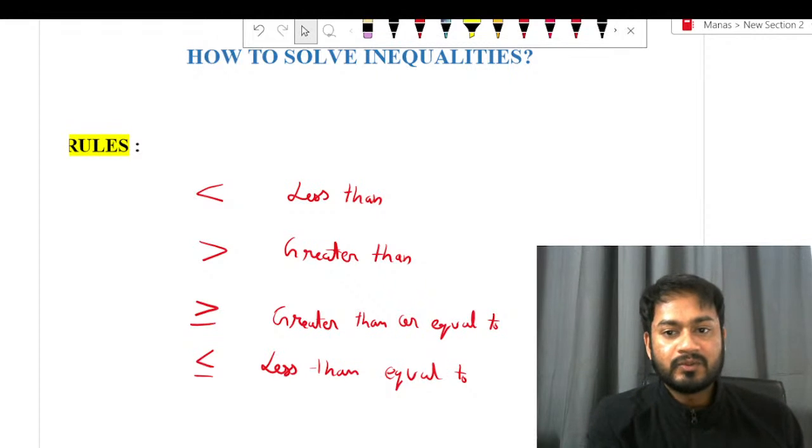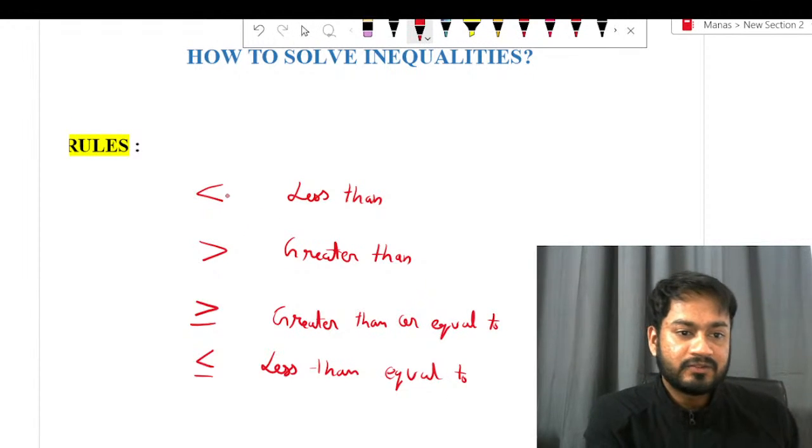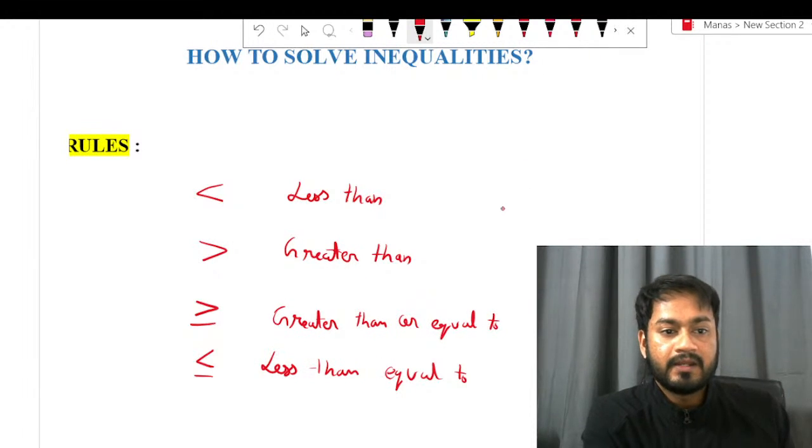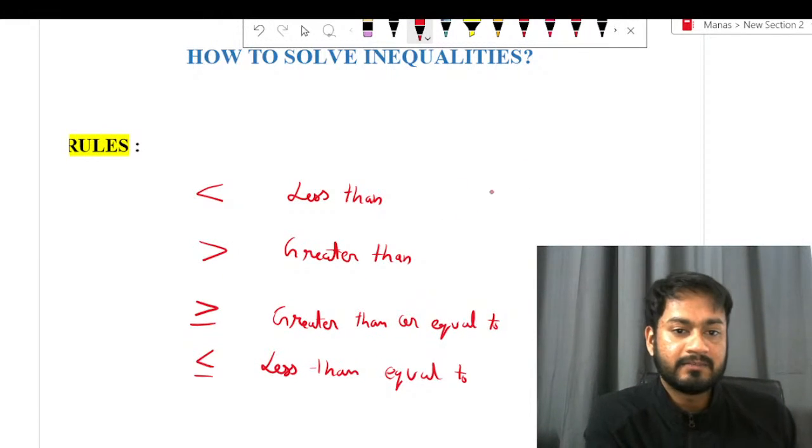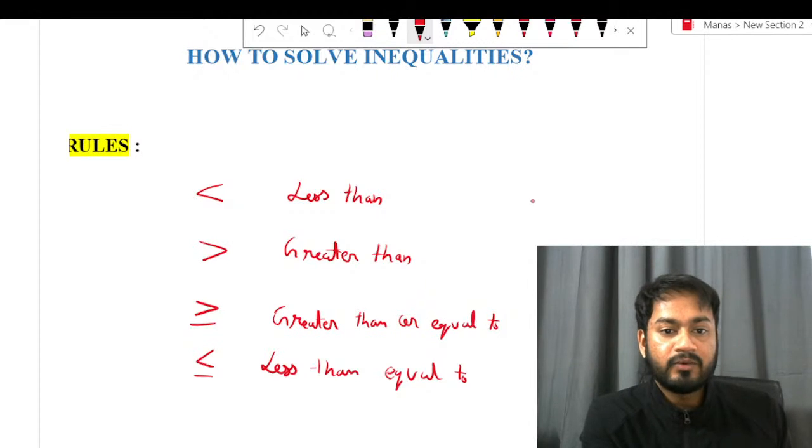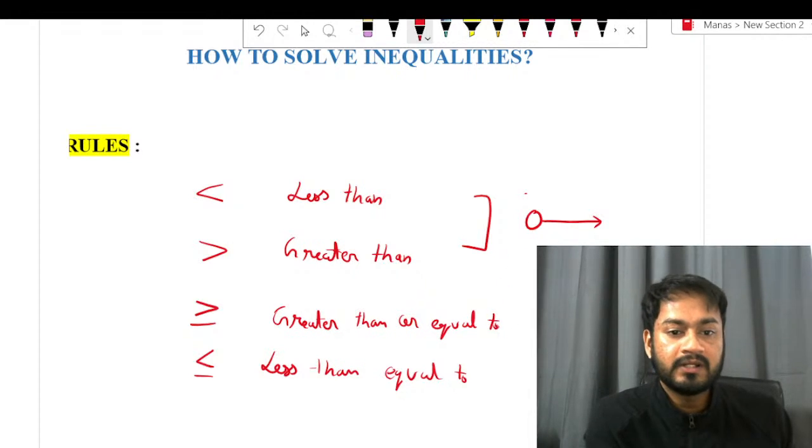Now these are the symbols: this is less than, this is greater than, this is greater than or equal to, and this is less than or equal to. If we show these symbols on a number line, we need to know about some signs. For these two we have open circles, and for these two symbols we have closed circles.